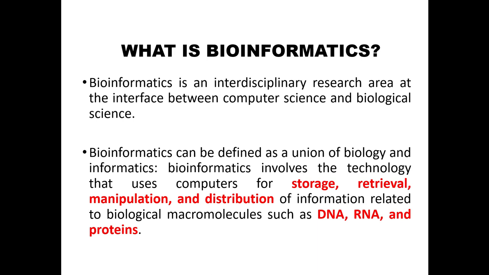The DNA sequence is not random. It has some meaning to the cell. Right? The DNA codes for the RNA. The RNA codes for the functional protein. It means the sequence of DNA has some meaning, and that meaning is understood by the cell. And now we also understand that meaning because we know the genetic code. And that's why we only focus on DNA, RNA and proteins. So that is the definition of bioinformatics.